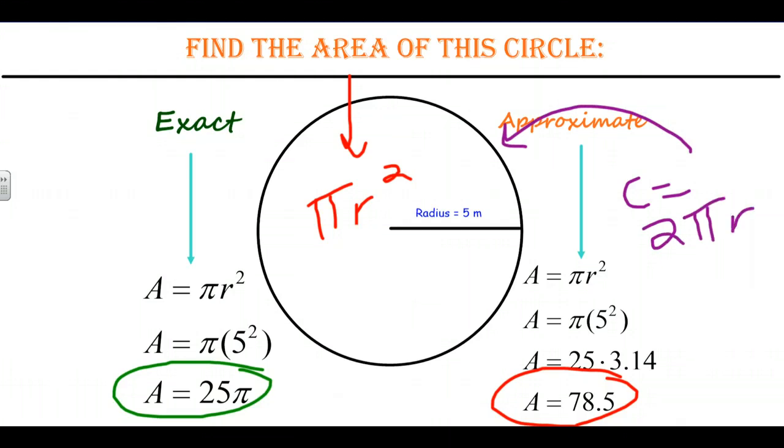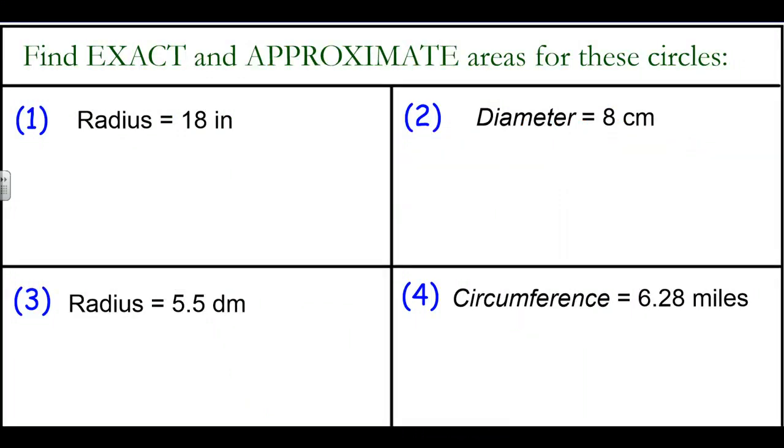So there's just going to be one screen of practice problems here. 4 different circles. For each circle, you're going to find the area and circumference, both the approximate value and the exact value, except for number 4, which you'll see here, in which case you have the circumference and you need to find the area. So for each of these, find the exact and approximate areas and circumferences for these circles. Go ahead and pause the video and come back when you're ready to go through the problems.